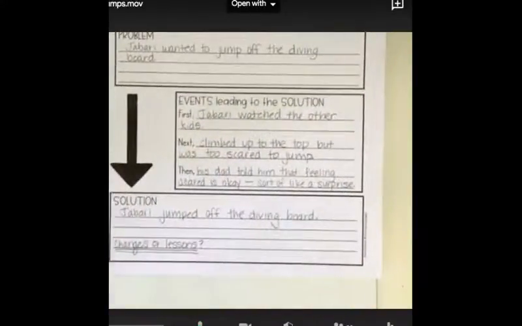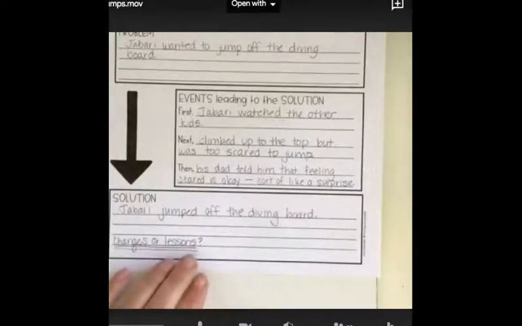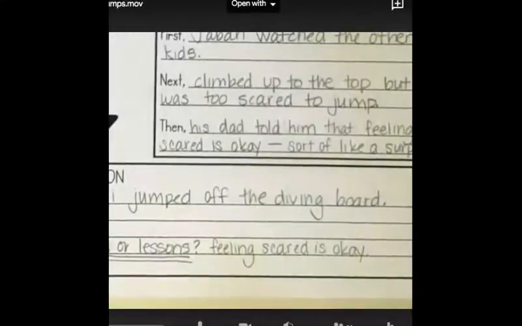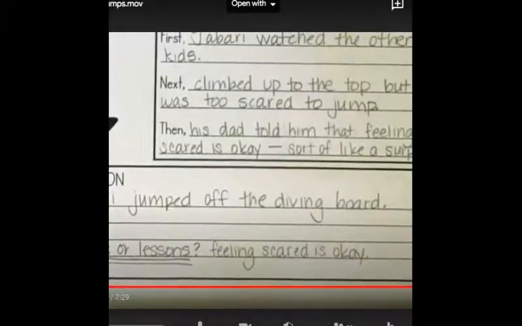I added, just at the bottom of my story map, this little section for changes or lessons. So did our main character change or learn any lessons? I would say yes, that Jabari found the courage and learned that feeling scared is okay. So thumbs up if you agree that that was a lesson that Jabari learned. That first, when he was feeling scared, he didn't quite know what to do. But would you agree that by the end, he realized that being scared was okay?